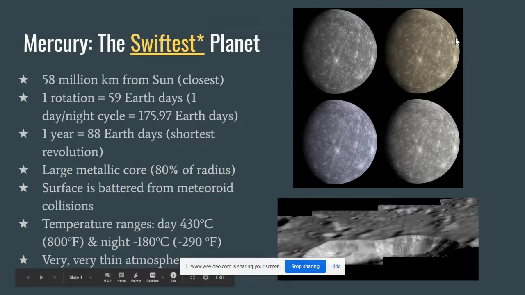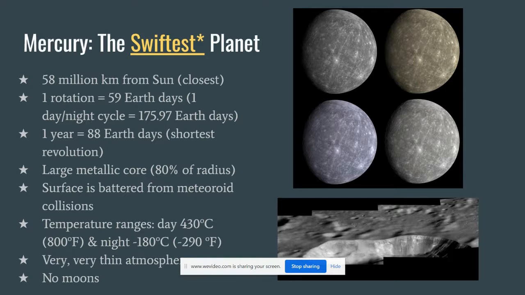Mercury is the swiftest planet. It is about 58 million kilometers from the sun, and it is the closest to the sun. One rotation on its axis is 59 Earth days. And that's a little bit different than one day-night cycle. One day-night cycle is 175.97 Earth days. One year, the shortest revolution around the sun, is 88 Earth days.